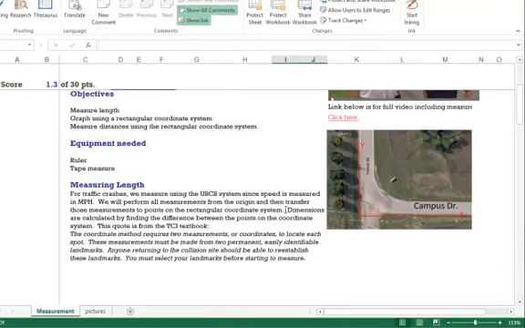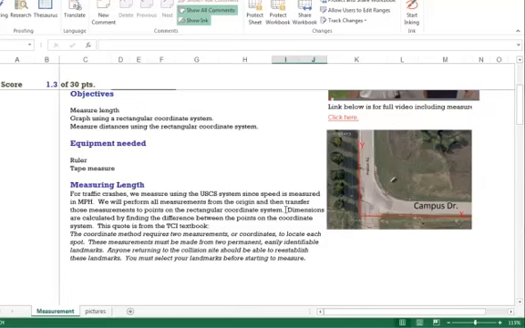For traffic crashes, we measure using USCS systems since speed is measured in miles per hour. We will perform all measurements from the origin and then transfer those measurements to points on the rectangular coordinate system. Dimensions are calculated by finding the difference between the points on the coordinate system. This quote is from the TCI textbook.